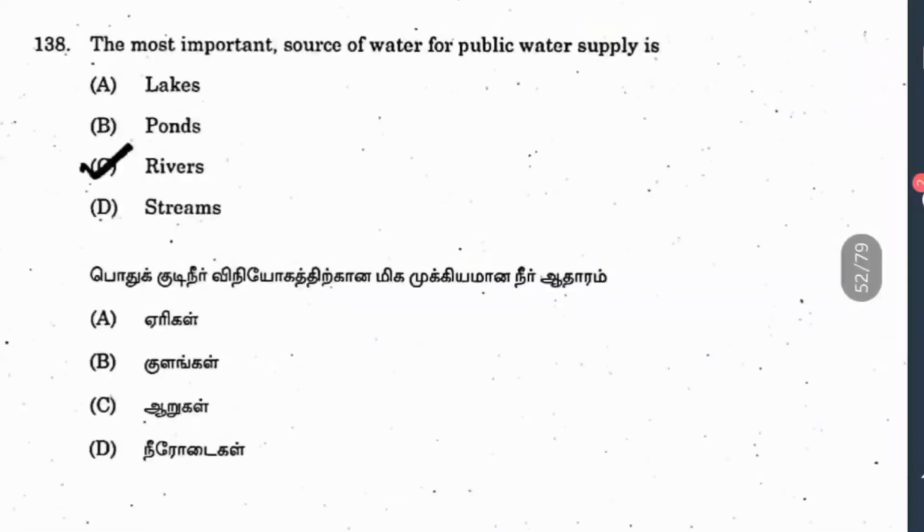138. The most important source of water for public water supply is rivers only. So from the rivers the water will be taken and the water treatment is done, and after that only it will be given to the public.